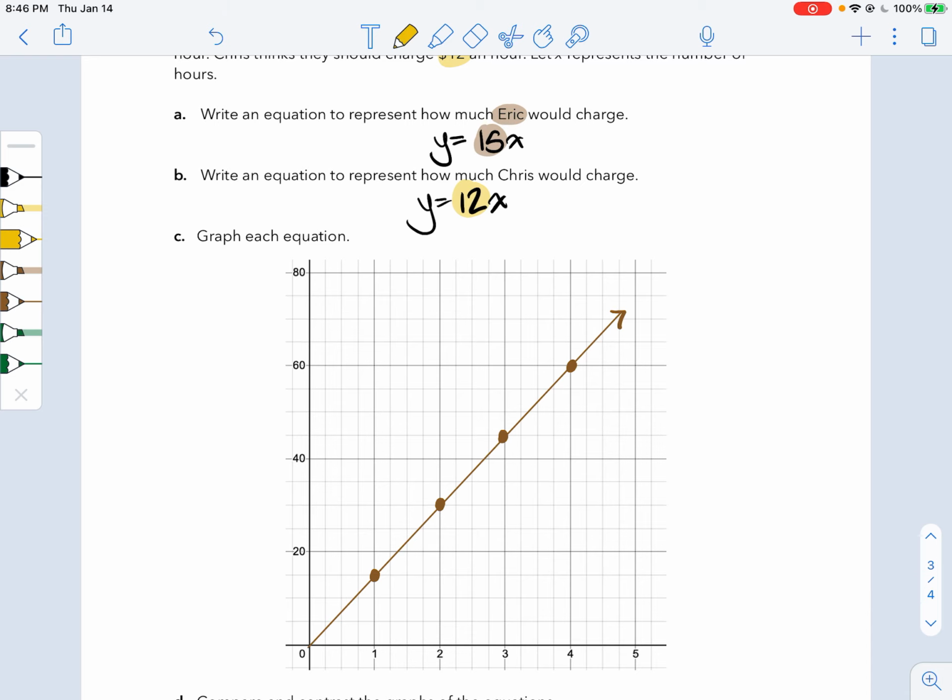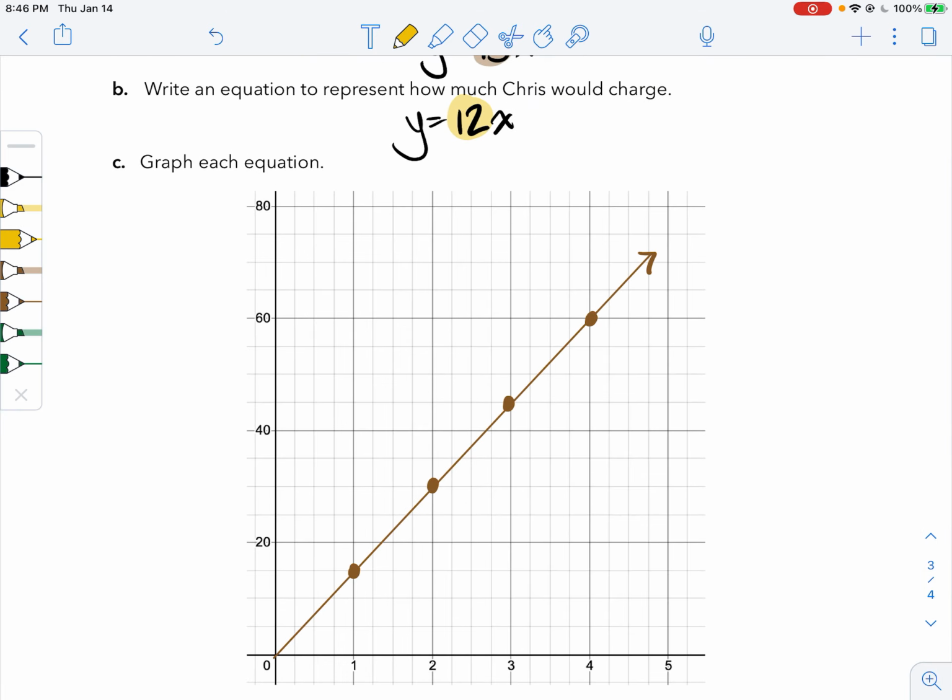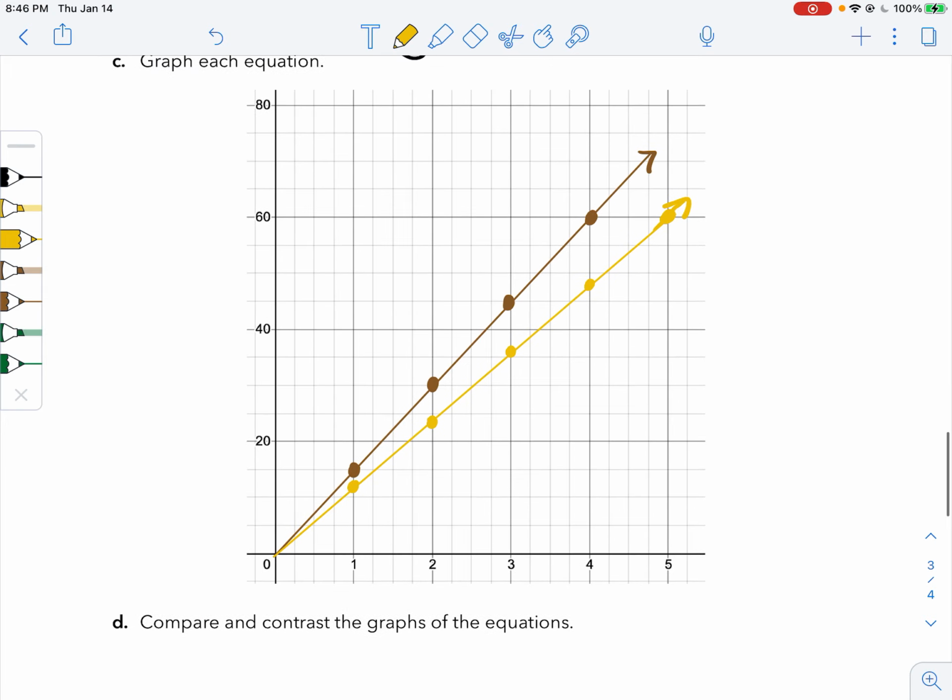Chris, on the other hand, is only charging $12 an hour. So after 1 hour, he's got 12, 2 is 24, 3 is 36, 4 is 48, and 5 is going to be 60. I ended at 5 here because it's right on the tens, so it'll make a nice graph. Excellent. Oh, we didn't label our graph. X is our profit. That's our earning. No, just kidding. That was y. X is hours worked.